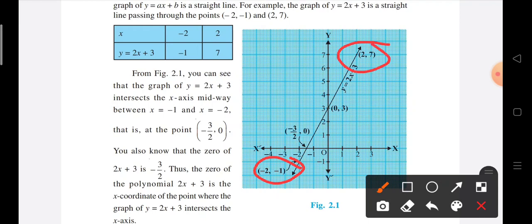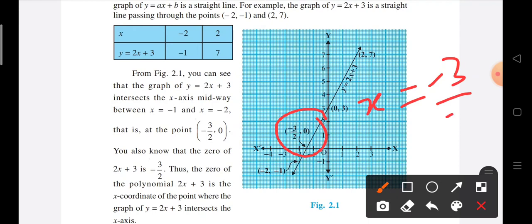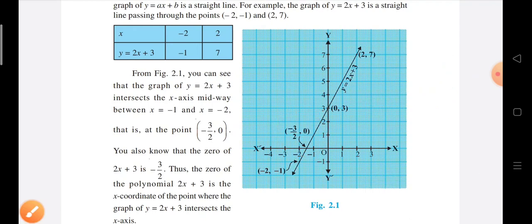When you plot them, you will find the graph will pass through the x-axis. When the graph passes through the x-axis, you get the zero of the polynomial. The zero of the polynomial is on the x-axis. So where the graph cuts the x-axis, that value of x will be the zero of the polynomial. Here the graph cuts the x-axis at minus 3 upon 2, so the value of the zero is minus 3 upon 2. Clear? Because it is a linear equation, we are not getting more than 1 zero.